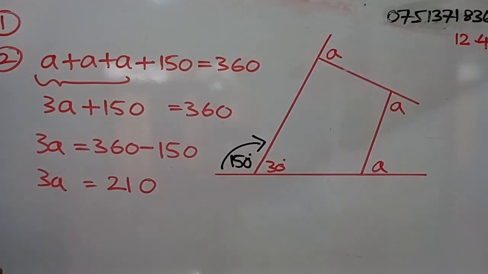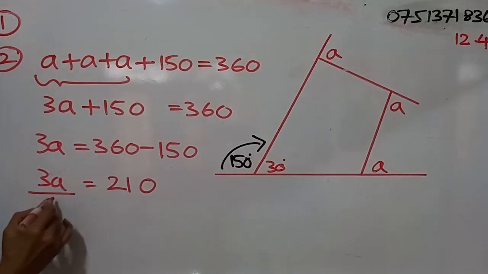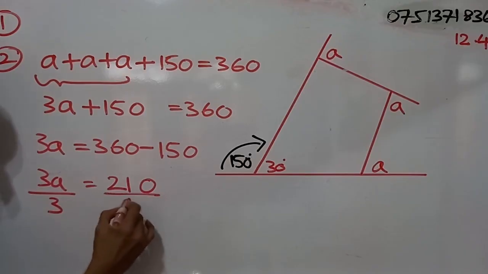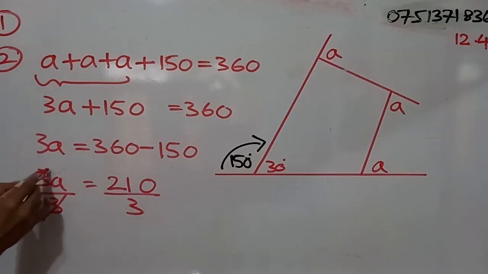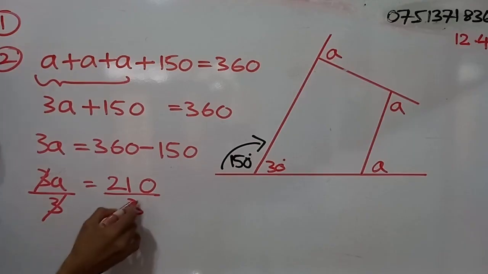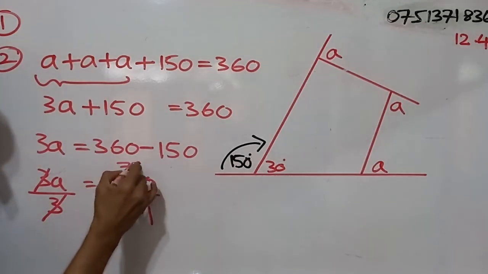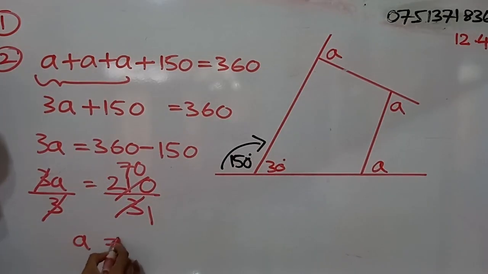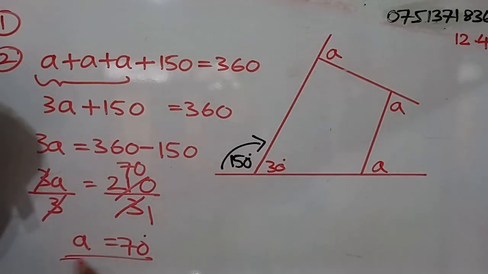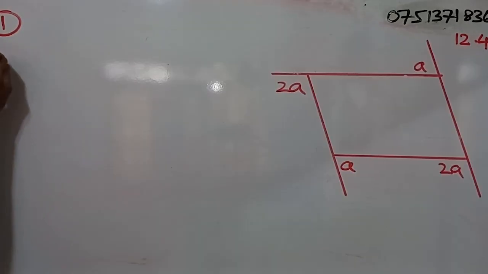So here we have to find the value of A. So we will divide this side by 3 and this side also by 3. So I can cancel off these two 3's. 3 times 1, 3 times 70. So the value of angle A is 70 degrees. Right. So now we come to the third part of question number 1 in exercise 12.4.